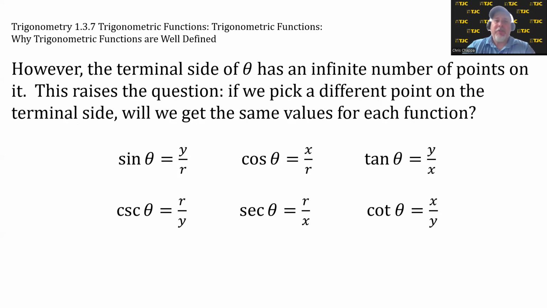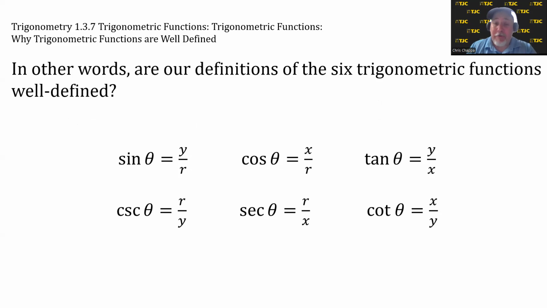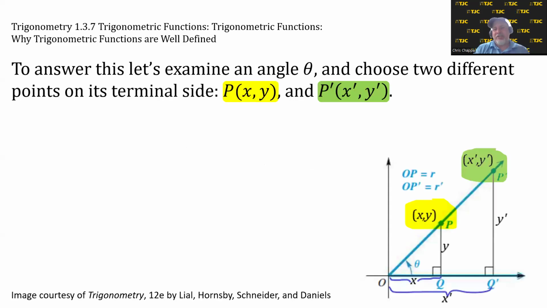However, the terminal side of theta has an infinite number of points on it, and this raises the question: if we pick a different point on the terminal side, will we get the same values for each function? In other words, are our definitions of the 6 trigonometric functions well defined? To answer this, let's examine an angle theta and choose 2 different points on its terminal side. We will name those points P with coordinates x, y, and P prime with coordinates x prime and y prime.